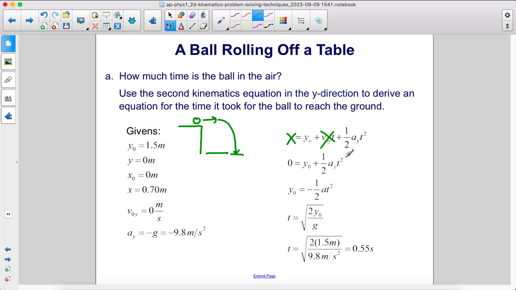We solve this equation algebraically for time. We get the square root of 2 y naught over g, plug in our givens, and we see that the ball is in the air for 0.55 seconds.